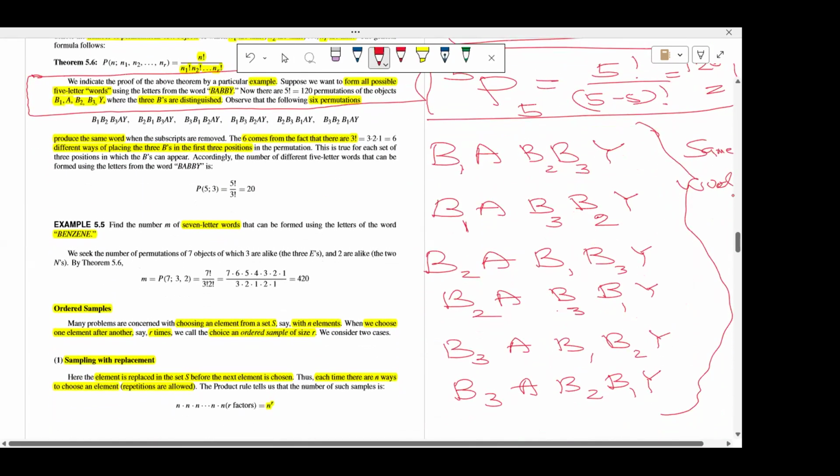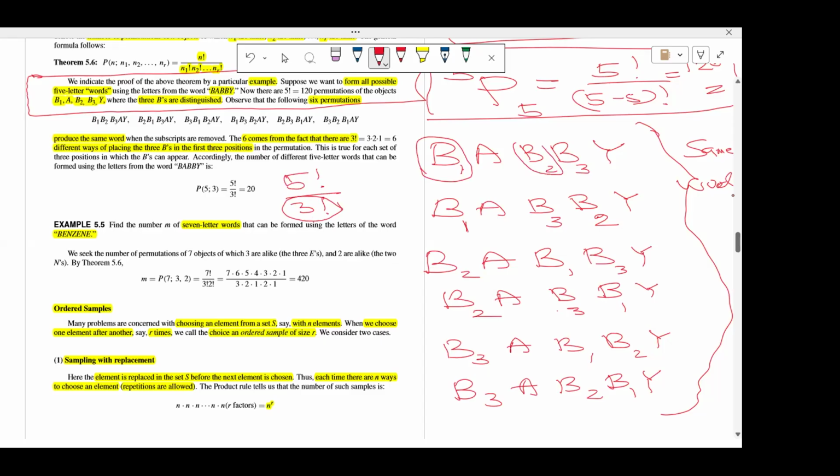Let's say we forget about these one, two, three. All indicate the same word, right? Did you follow me? So this is why we use 5 factorial divided by 3 factorial. Why are we dividing by 3 factorial? These six words are the same word. The reason is that the same B occurs three times. That is the reason: these six words indicate the same word. Did you understand?